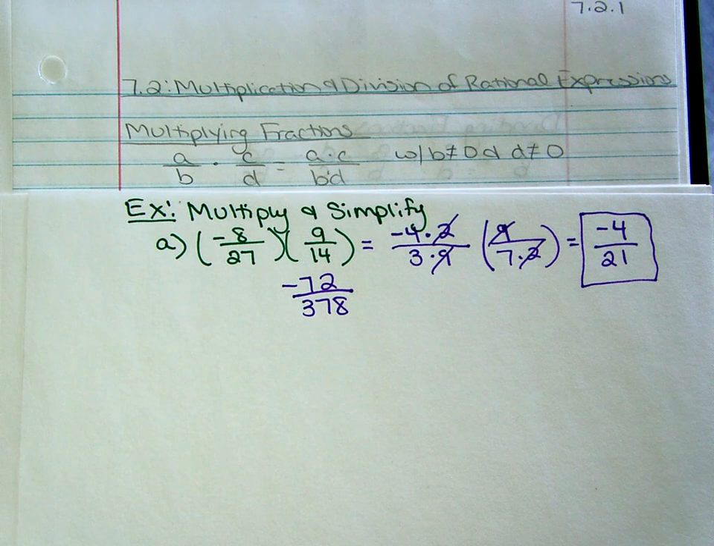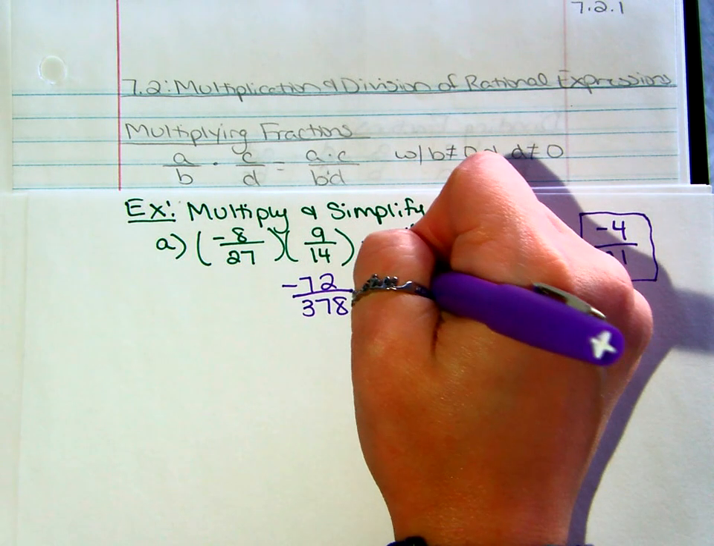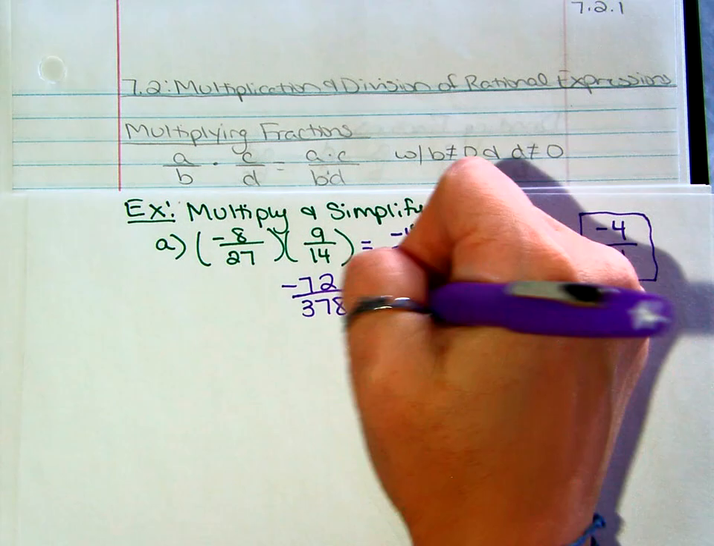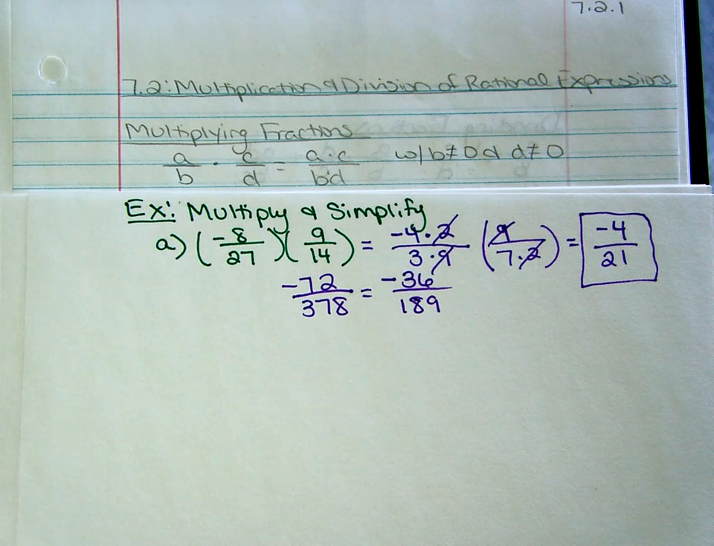And so I can take 72 divided by 2, and that's going to give me a negative 36. And 378 divided by 2 is going to give me a 189. So I simplified it a little bit. And here's the risk you run if you simplify on the back end. Many of you would probably stop at this point because you have an even over an odd. But we need to double check and make sure nothing else comes out, because obviously 2 doesn't come out.